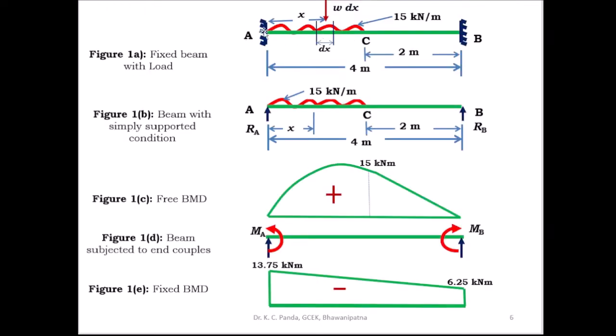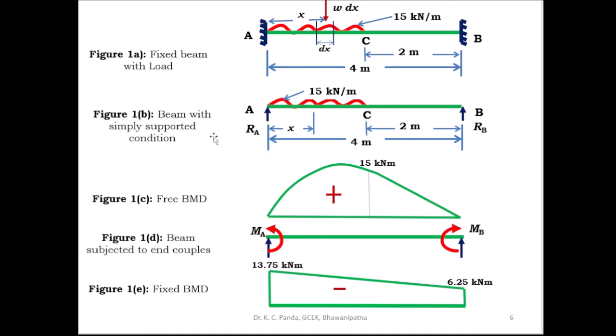Consider any section at a distance X from the end A, and take a small elemental length dx. The load acting on the elemental length is equal to W into dx, and here the UDL is given as 15 kilonewton per meter. So on this elemental length, the concentrated load acting is 15 into dx.